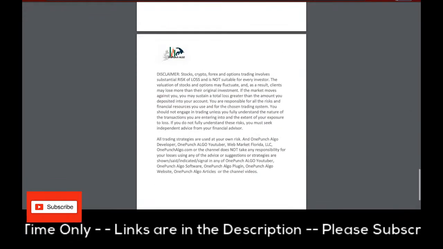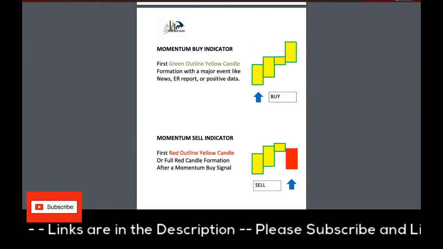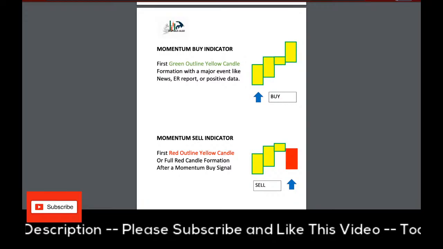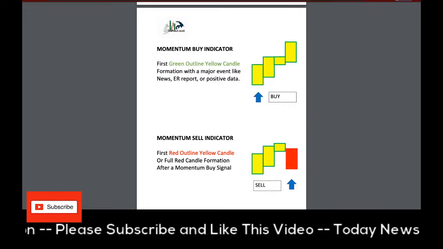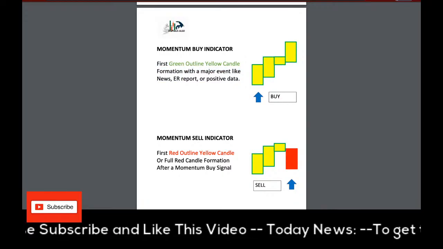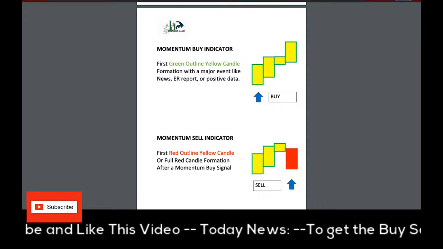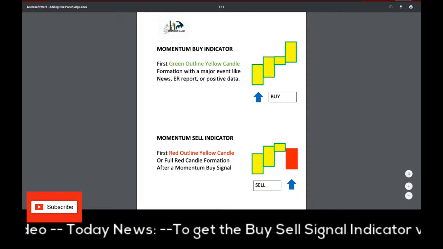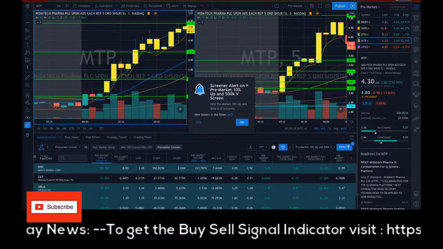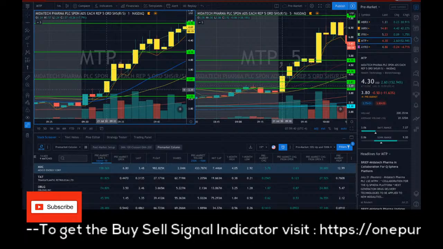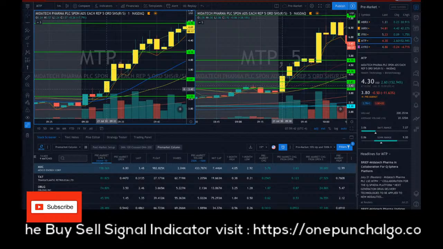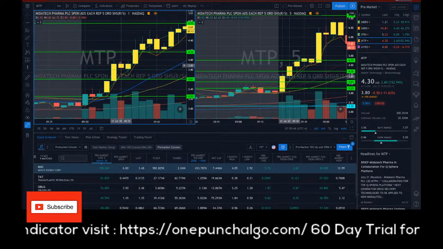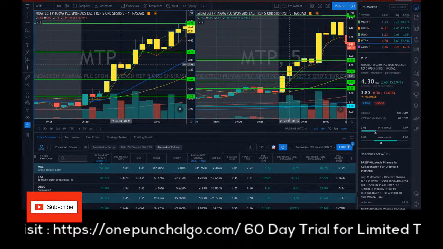So the momentum, you can see the first green outline yellow candle formation with a major event like news, ER report, or positive data. Once you see something like this, the first green outline yellow candle, that's the momentum start. With the 1 minute chart for MTP yesterday, the momentum started at this area at 9:33. So you buy then and sell at 9:35.